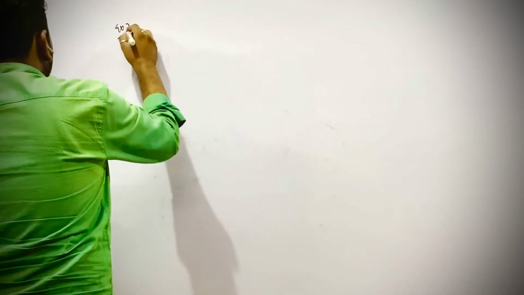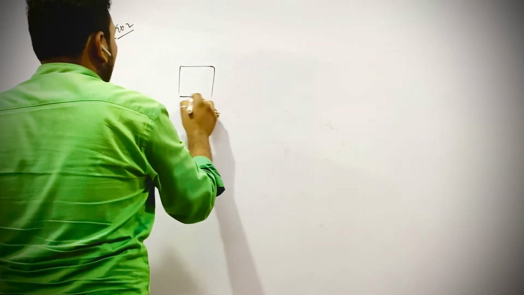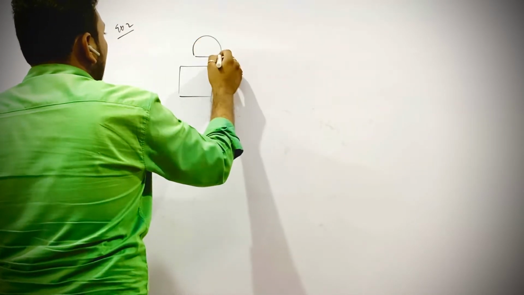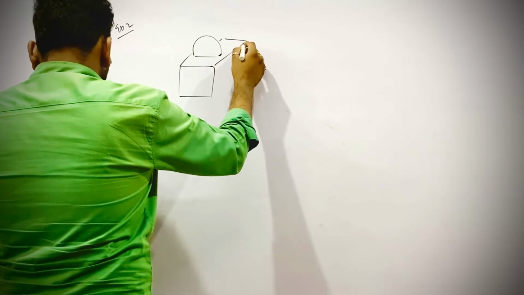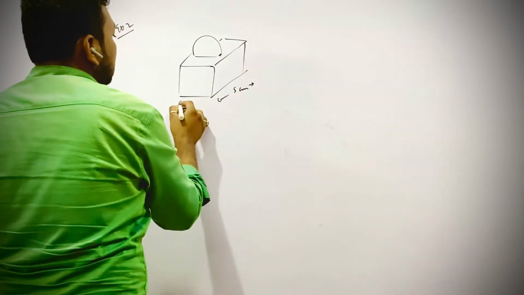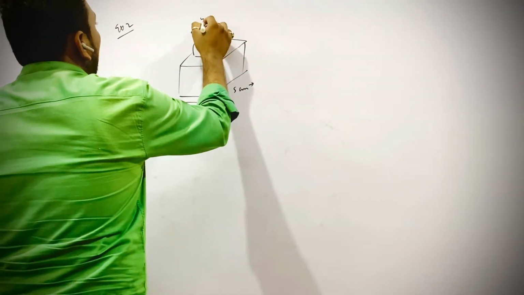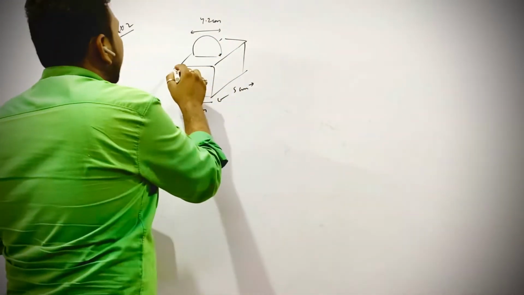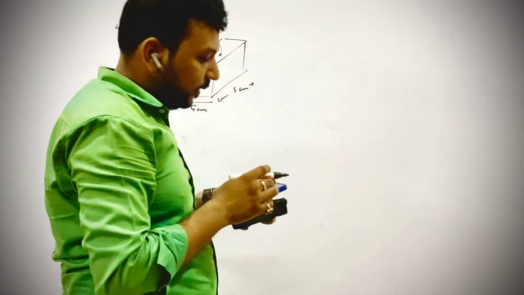Example number 2. You have something like this. This is 5 centimeter. This is also 5 centimeter. This is 4.2 centimeter. Okay. This is also 5 centimeter. They are not appearing to be equal, but they are equal, right?